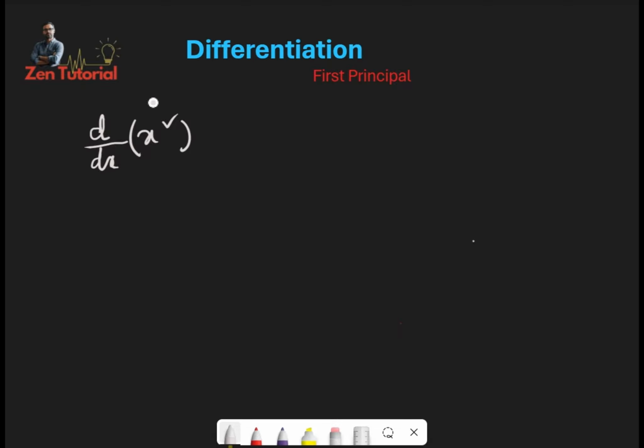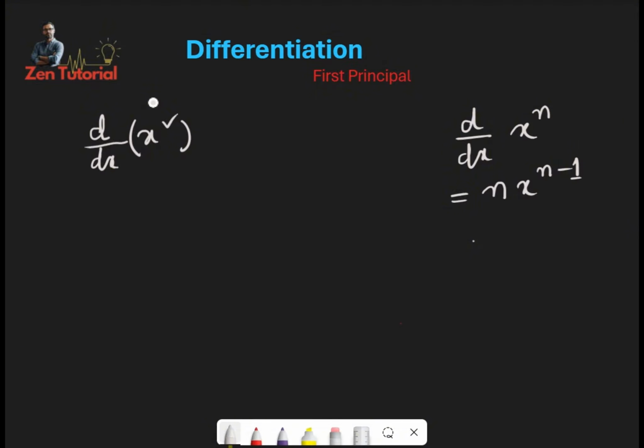So what would be the derivative of x square? For differentiation, we should have an operator. This is the operator of differentiation. And if it is x, which is the variable, with n on top of the x, the rule of this differentiation is n x to the power n minus 1. So this is the very fundamental rule of differentiation.